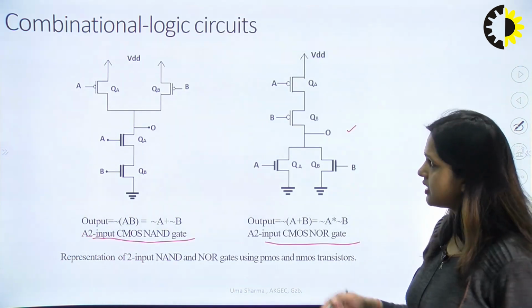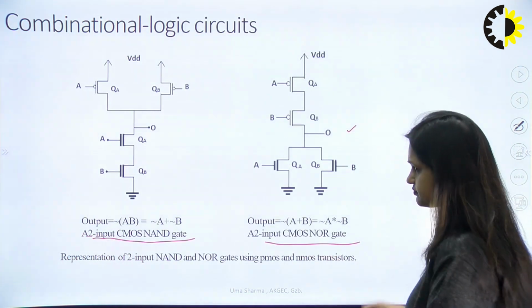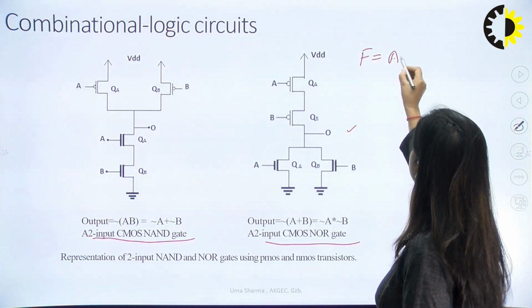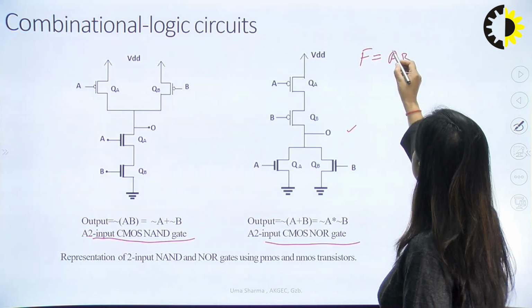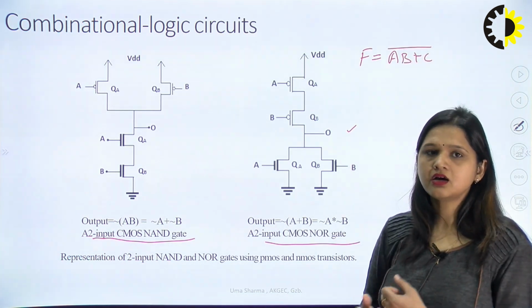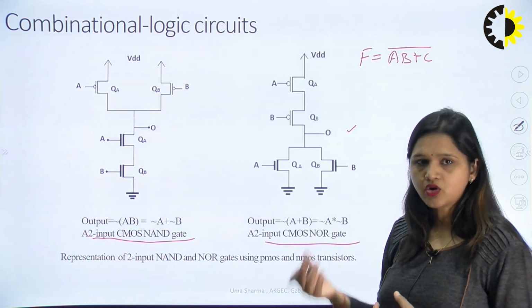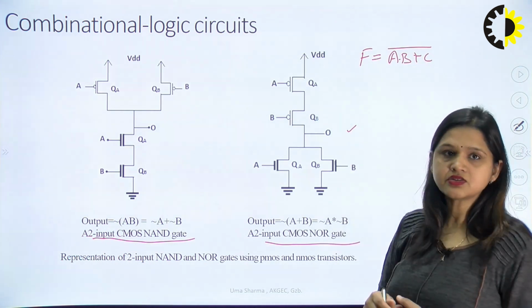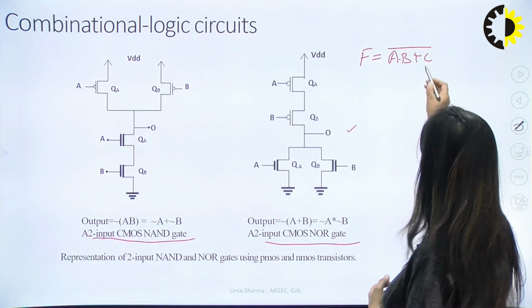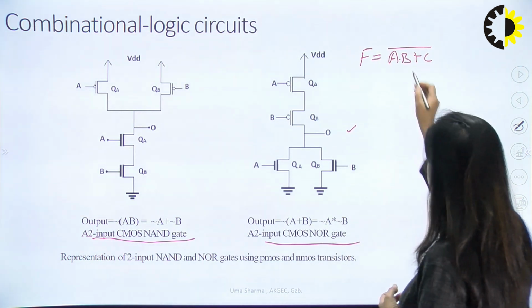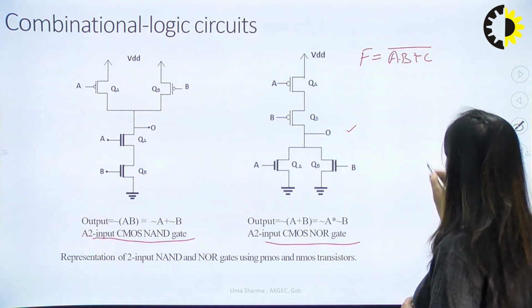Like we can take another example. Suppose the function f equals AB plus C whole bar. So this is a Boolean expression, or this is a complex function where one AND gate is used and another OR gate is also used. So easily we can implement this function just by designing the PDN first.